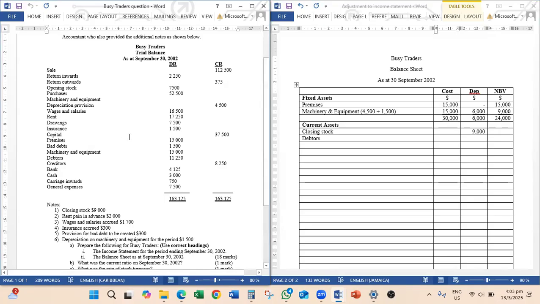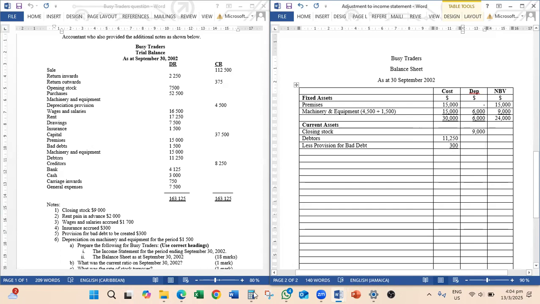But we don't have any provision for bad debt in the trial balance, and so we will just have to work with the provision for bad debt that is given in the footnote, which would have been the provision for bad debt for this period. So the debtors figure is to be adjusted. We're going to put it in the first column. So debtors is 11,250, and we're going to less or subtract provision for bad debt, which is $300.